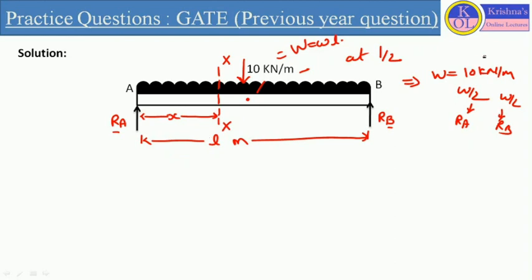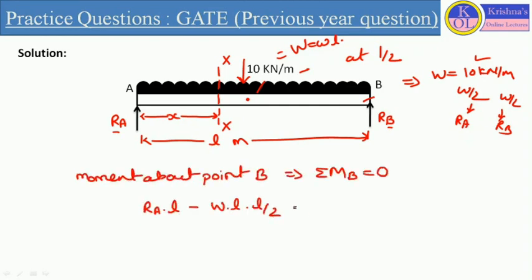Now, if you don't understand this concept, how can we define the value of RA and RB? First we will take the moment about point A or point B. Whichever point we can consider. Let us consider the moment about point B. If we are taking moment about point B, we will apply the equilibrium condition, so summation of MB is equal to 0.